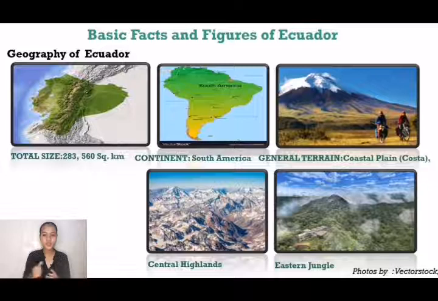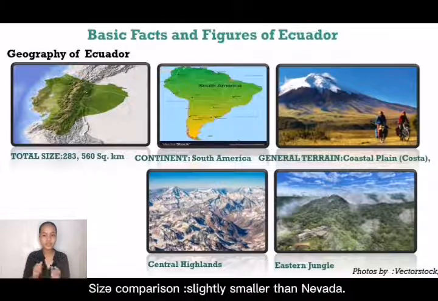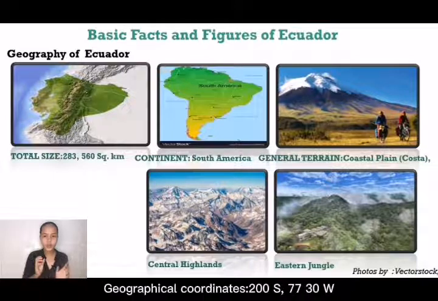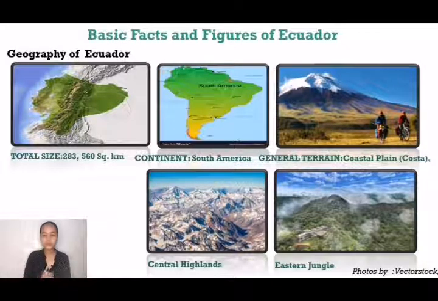Now, let's move on to the basic facts of geography of Ecuador. Total size is 283,560 square kilometers. Size comparison is slightly smaller than Nevada. Geographical coordinates are 2°00' south and 77°30' west. World region or continent is South America. General terrain are coastal plain, Costa, Andean Central Highlands, Sierra, and flat to rolling eastern jungle, Oriente.